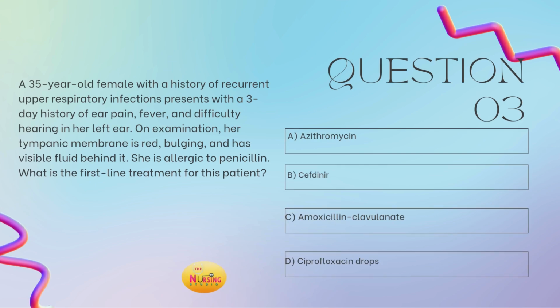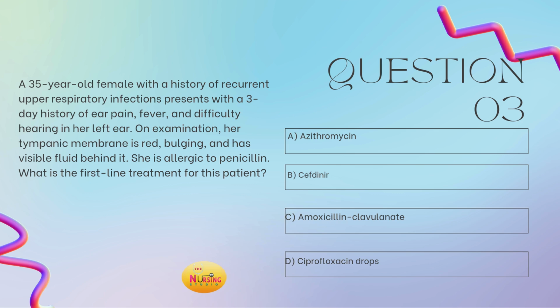All right. And lastly, question number three, a 35-year-old female with a history of recurrent upper respiratory infections presents with a 3-day history of ear pain, fever, and difficulty hearing in her left ear. On exam, her tympanic membrane is red, bulging, and has visible fluid behind it. She is allergic to penicillin. What is the first line treatment for this patient? Is it A, azithromycin, B, cefdinir, C, amoxicillin and clavulanic acid, or D, ciprofloxacin drops? Take a moment and tell me what you got.